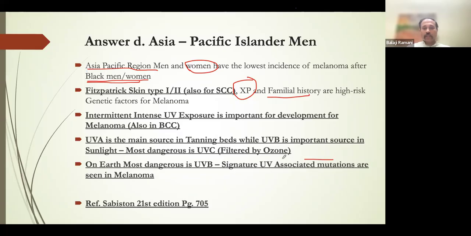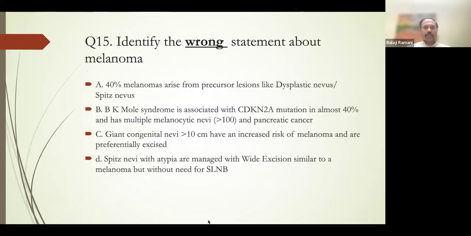The UV associated mutations, DNA adducts and all that, you can find in melanomas, and that is how you know whether a melanoma is a UV associated melanoma. You will find it in the genetic signature. When you analyze the genes, you will find the UV associated mutations commonly present.